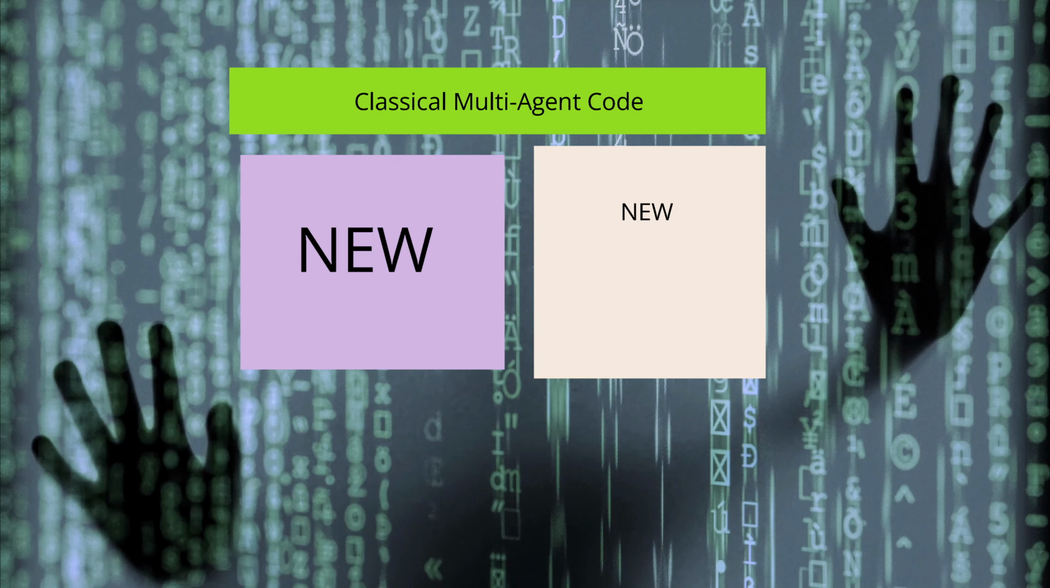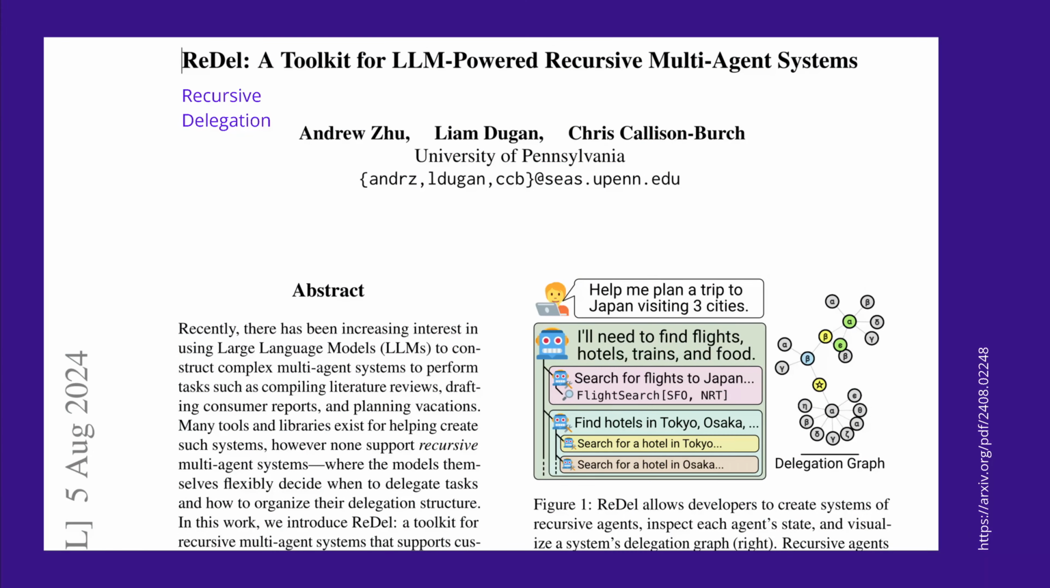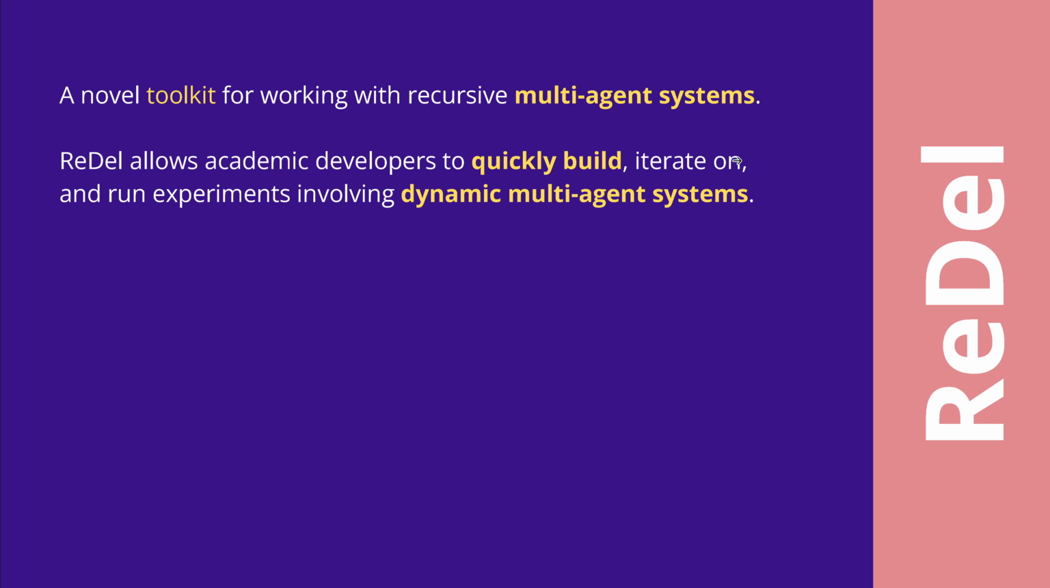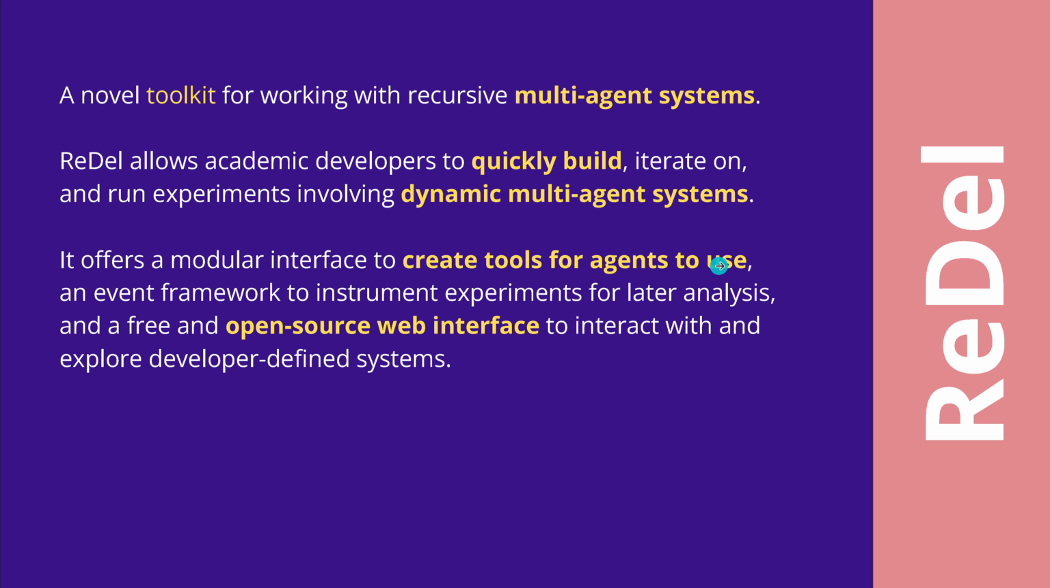So coming back now, the first new toolkit is called Recursive Delegation, ReDel, a toolkit for LLM-powered recursive multi-agent systems, published August the 5th, 2024, so just 3 days ago for me, recording this video, University of Pennsylvania. And they have a beautiful new idea. So we have a multi-agent system that we want to code, but we have a recursive definition, a recursive programming. So we can build dynamic multi-agent systems quickly, and we can run the experiments on these platforms.